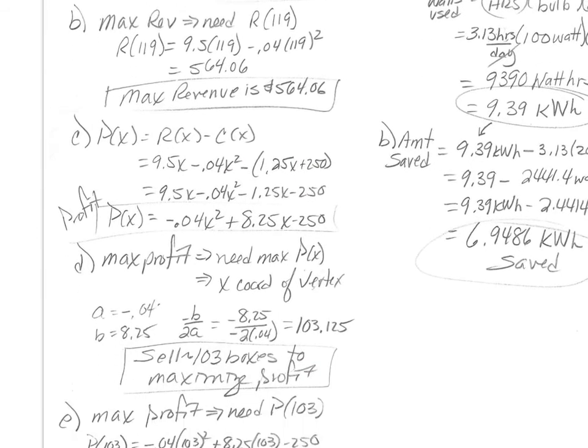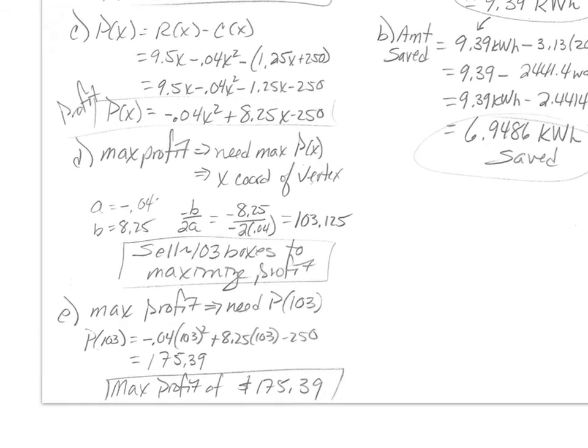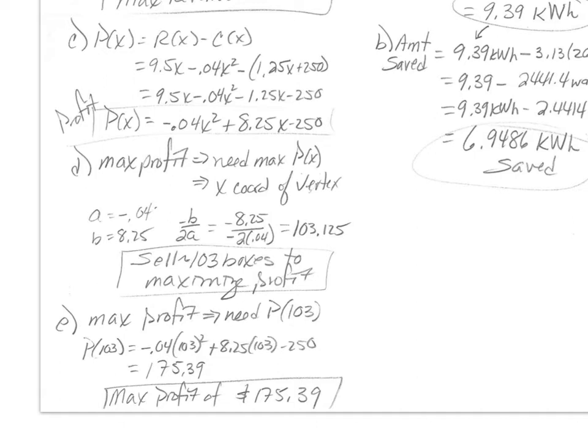Now, they're asking you how many boxes do you need to maximize profit? Well, that profit function's a quadratic. It's facing down because of this negative, so we know it has a vertex that is the maximum. So we need to maximize the profit. We need the x-coordinate of the vertex. And we're doing the same thing over and over again.